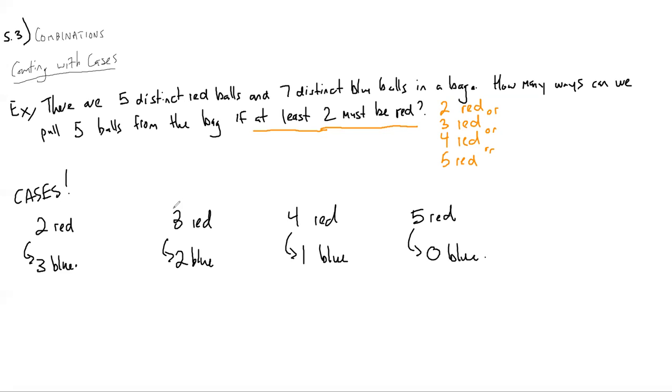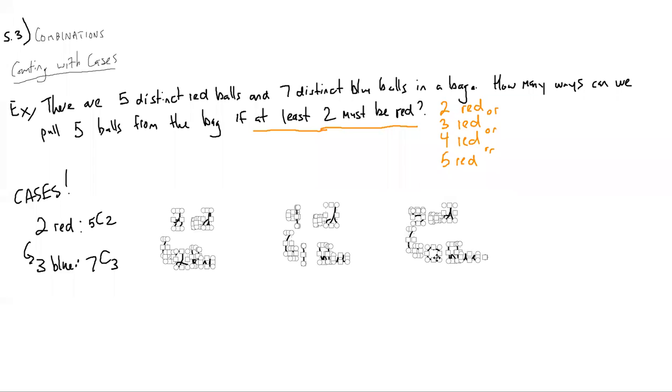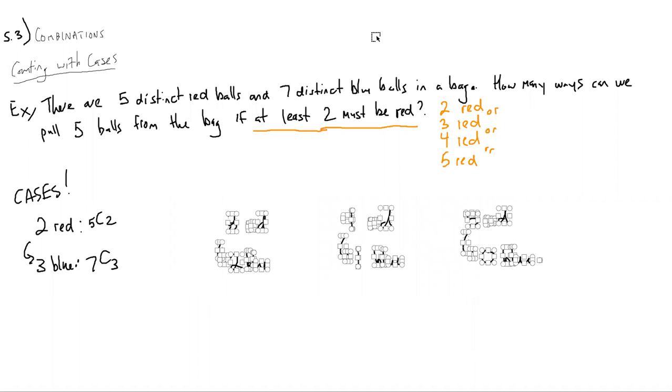So if I've got 5 balls in total and 2 of them are red, that's going to be 5 choose 2. And if I have 7 balls in total and 3 of them are blue, that's going to be 7 choose 3. We can think of this as a process of getting our red balls, then getting our blue ones. So 5 choose 2 should be 10, and 7 choose 3 is 35.